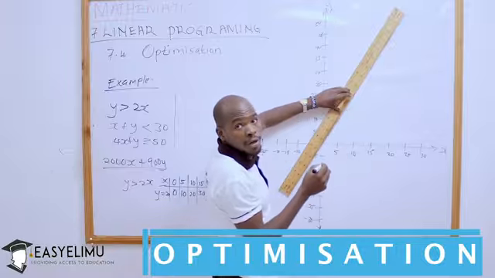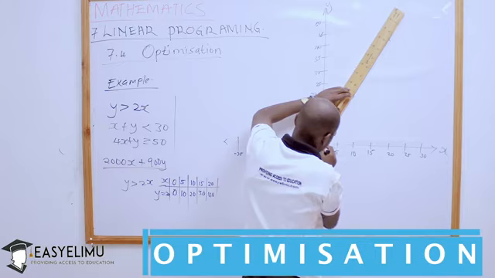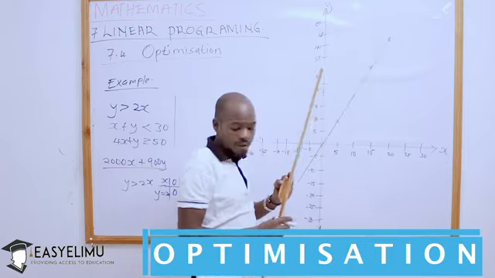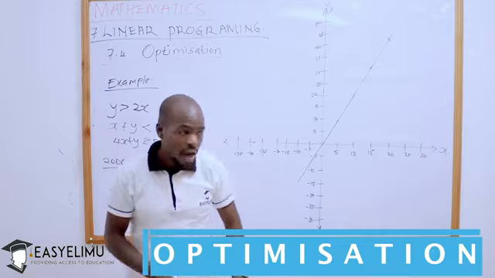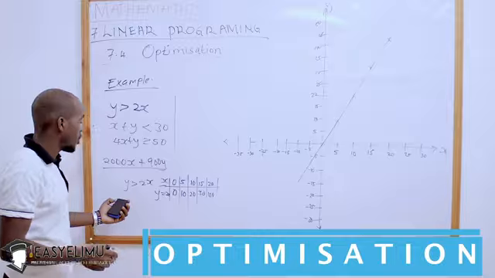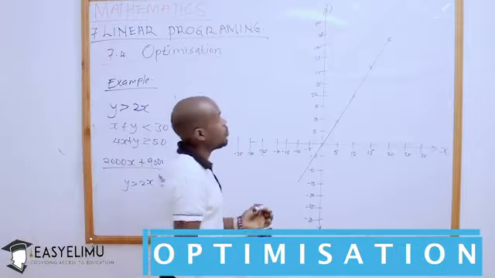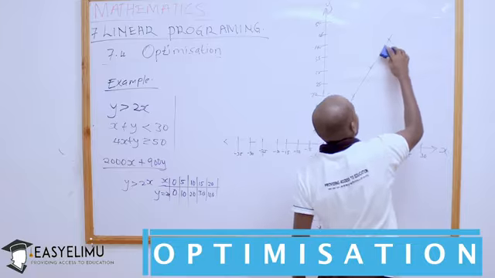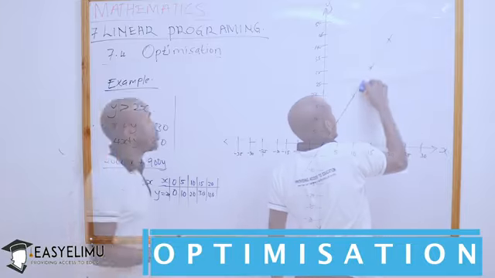If I join the dots now, we shall find that it's a straight line passing through the origin. And remember we said we are drawing a line of y greater than 2x, meaning that the line should be dotted, not continuous. So I will make my line dotted, 2x.